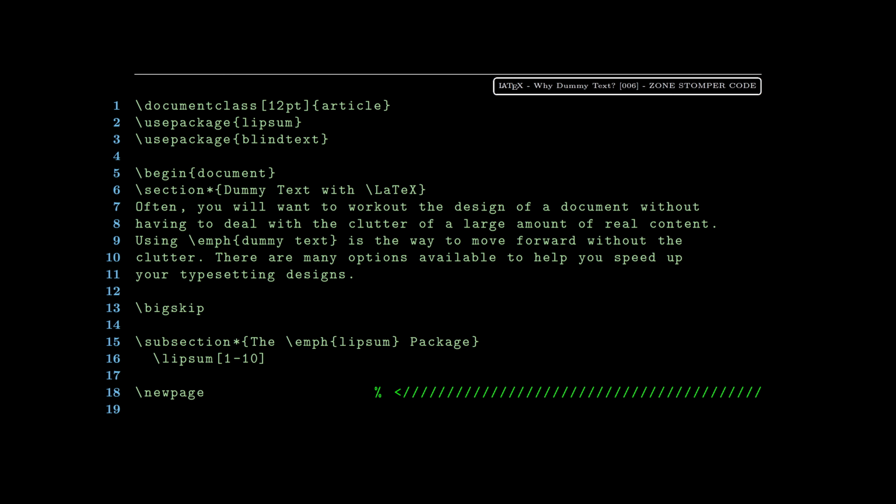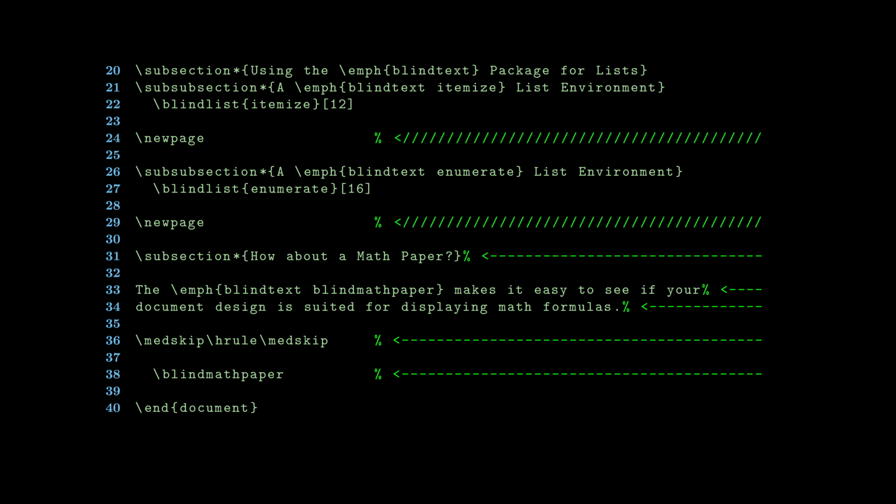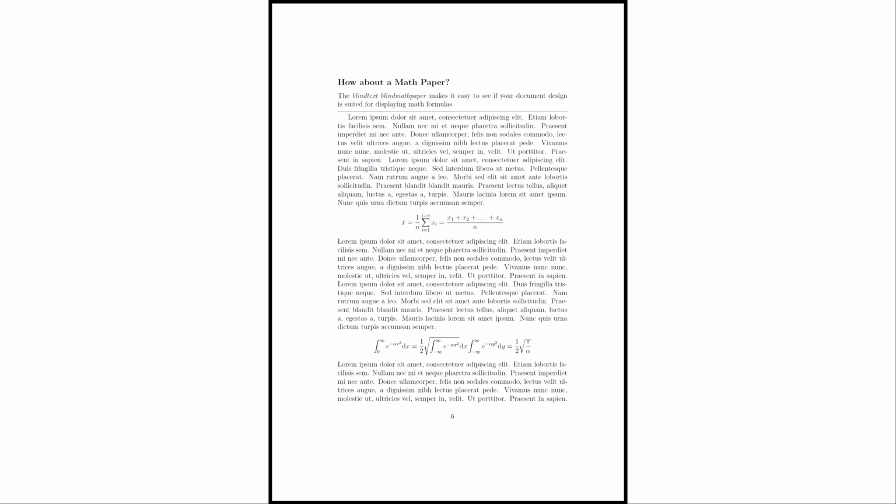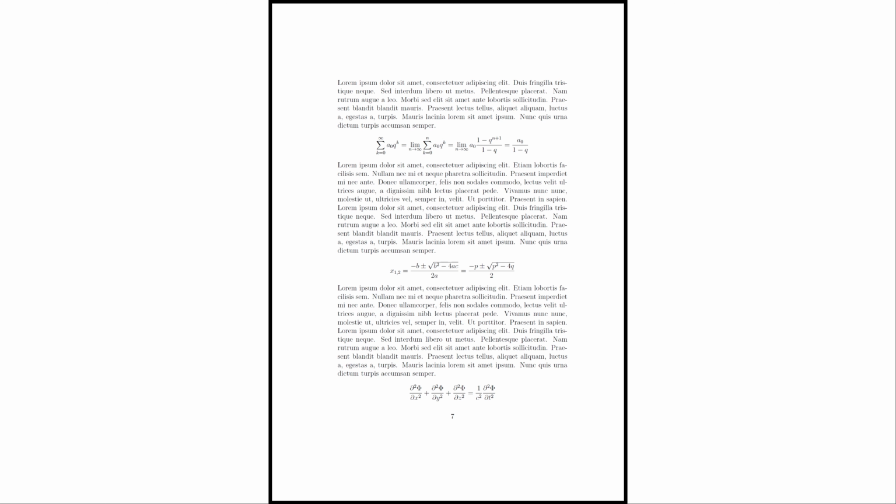Okay. And now we're going to actually try to produce an entire math paper. And again, this is part of blindtext. You see on line 38 the blindmathpaper command. That's all you've got to put, and it's going to put a bunch of mathematical formulas within a bunch of nonsense text. But it's going to give us a good feel for the layout. And in this case, you're checking to see if the design layout is appropriate for displaying mathematical formulas. So here you can see the math is embedded in the text.